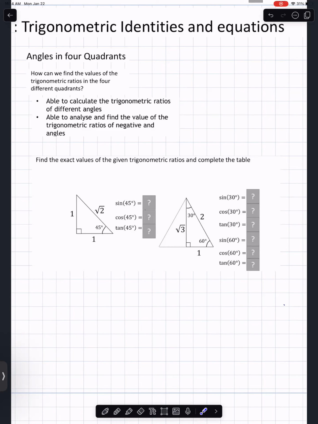So we are going to be looking at angles in 4 quadrants. This is our primary focus for the class. And in angles in 4 quadrants, we are going to look at how we can find the values of the trigonometric ratios in the 4 different quadrants. So our ability to calculate the trigonometric ratios of different angles will be tested, and also to analyze and find the value of the trigonometric ratios of negative and positive angles. So this is what we'll be focusing on: trigonometric identities and equations.